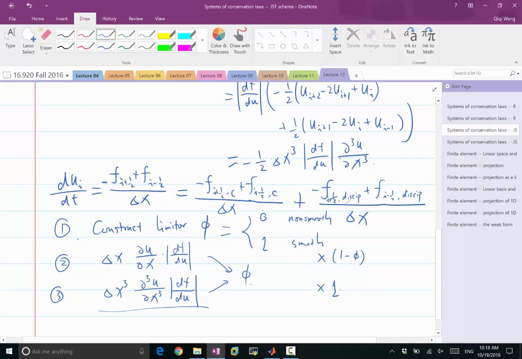When you are around the shock wave, it's also okay to have this term in, because the second order term proportional to delta x is going to be overwhelmingly strong. So you don't have to diminish the third order term when you're around the shock wave.